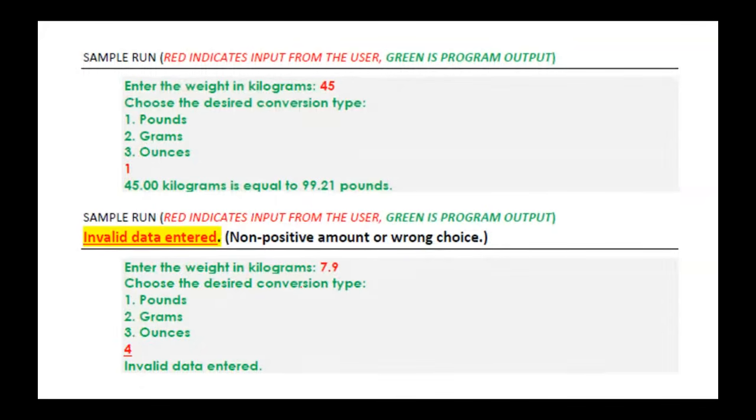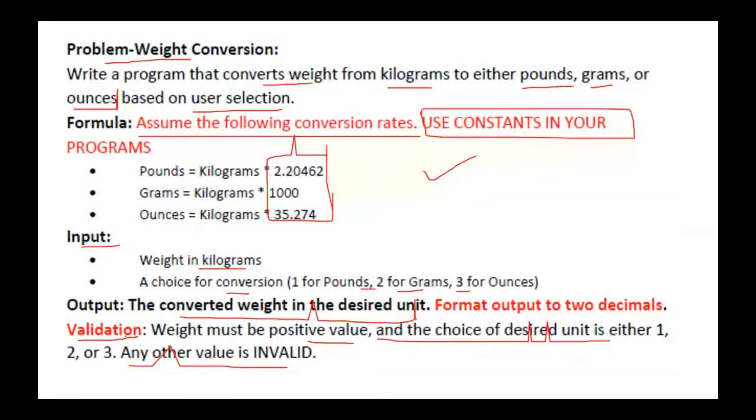Before we start, let us see how the program is expected to run. Here you enter the weight, for example, and you choose 1 or 2 or 3. Then the output says 45 kilograms is equal to this much in pounds. You need to tell me what the unit is. If it's grams, tell me grams or ounces. Here there is an invalid input. 7 is fine, but the choice here is not. So let's start the coding.